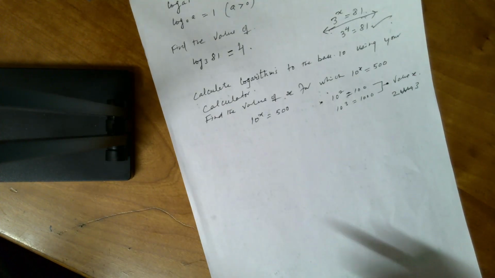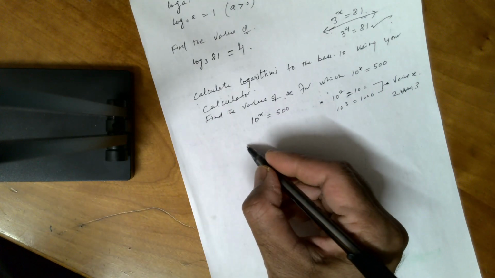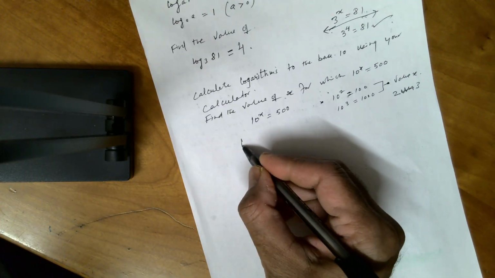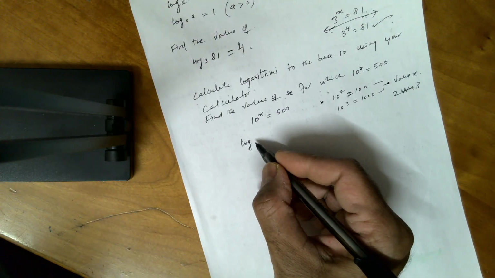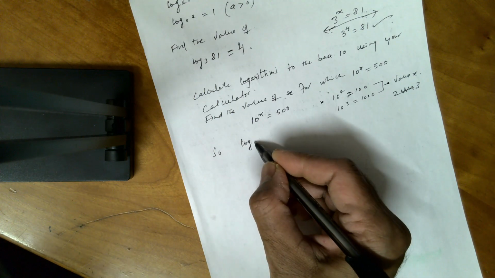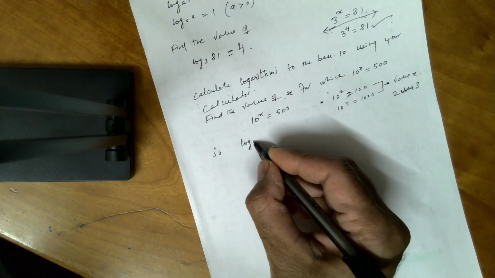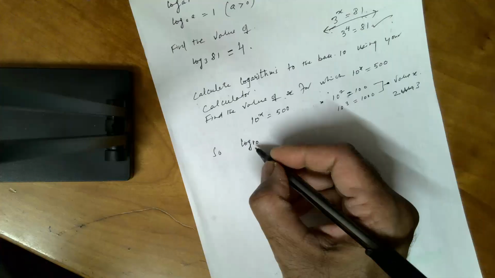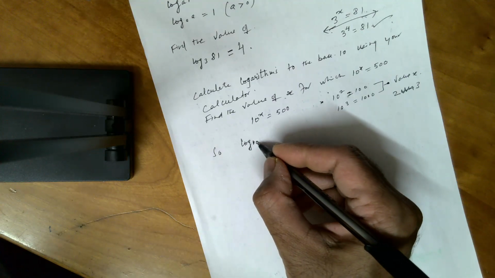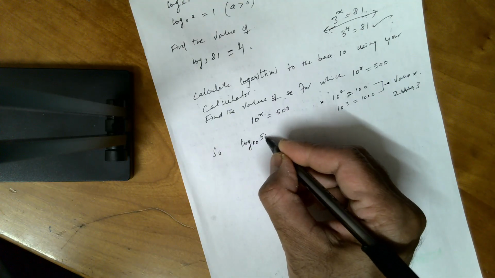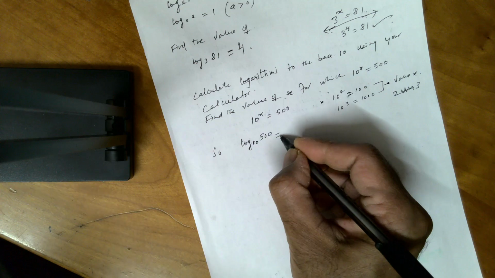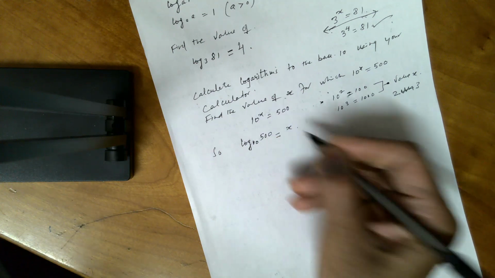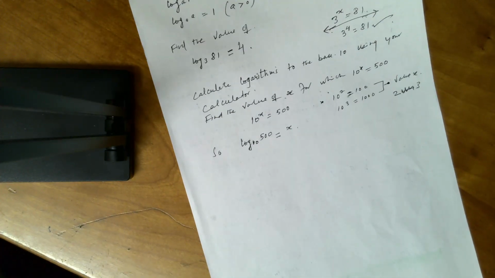So write down here what is the argument about x. We can say log. We need to write that first before you even use the calculator. Logarithm, the base 10 here. So logarithm of 500 to the base 10 is equal to x, because we need to find x.